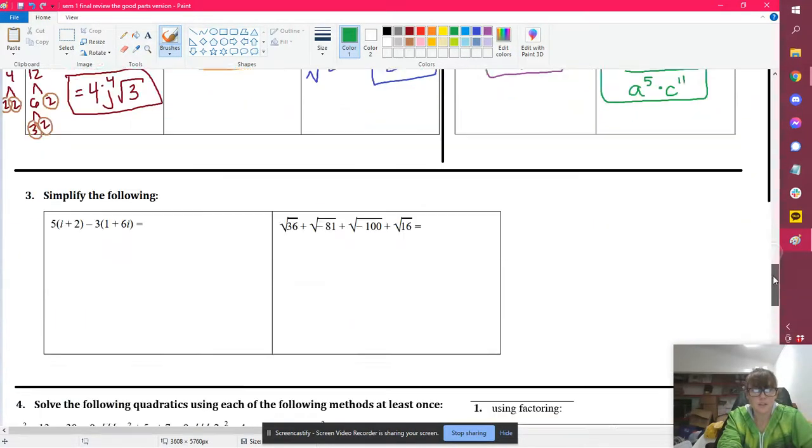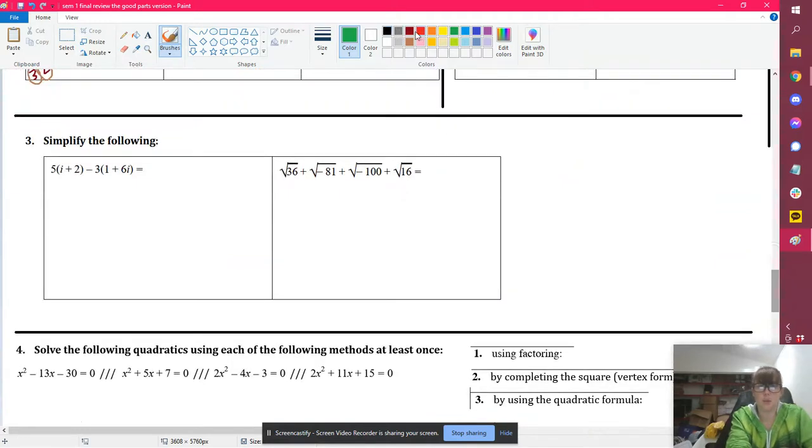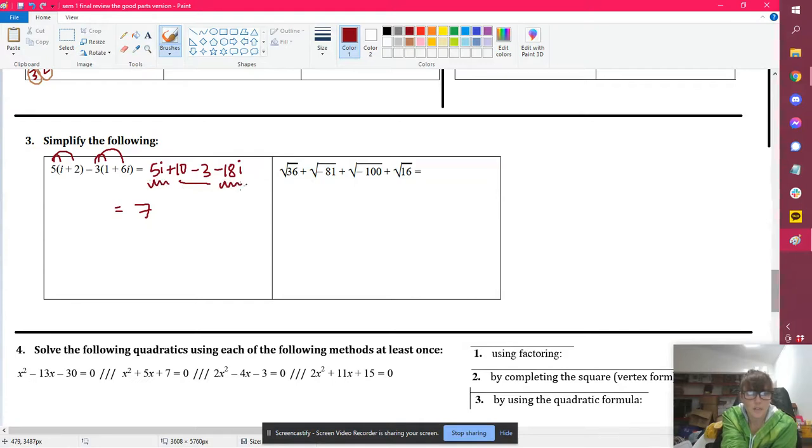Let's keep going. If we want to simplify the following, now we're combining like terms but with i's. It's exactly the same as if it were a variable, right? The first step we would do here is 5 times i and 5 times 2, to get 5i plus 10. Negative 3 times 1 and negative 3 times 6i is negative 3 minus 18i. Then when we combine them, we do 10 minus 3 and get 7, and 5i minus 18i and get negative 13i.